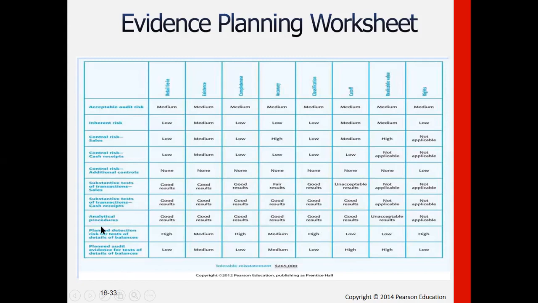All right. So for analytical procedures, unacceptable for realizable value because we do not use the ratios for that. And then for the rights, it's not applicable. So using ratios to establish rights does not make sense at all. All right. So those are just some items that we can learn from the evidence planning worksheet.